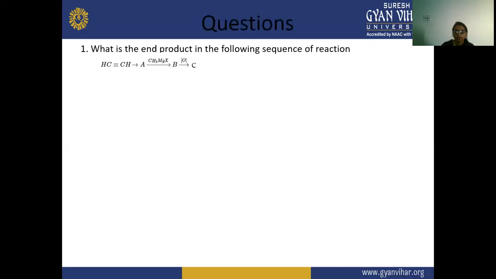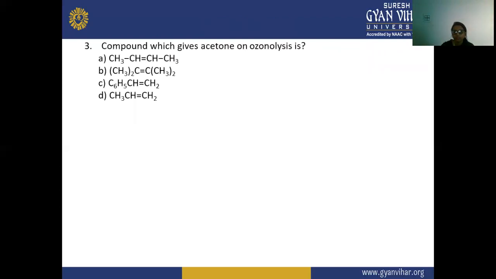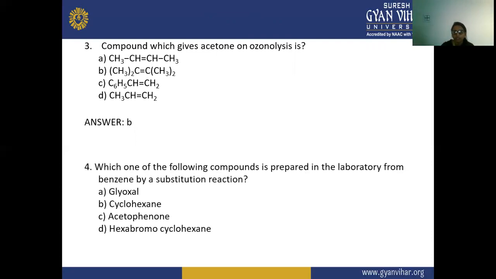What is the end product of the following sequence of reactions? Here it is C, that is your acetone. Acetophenone is prepared from which reaction? That is the Friedel-Crafts reaction. Compound which gives acetone on ozonolysis is B. Which one of the following compounds is prepared in the laboratory from benzene via substitution reaction? That is your acetophenone.